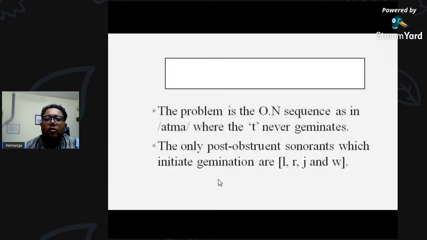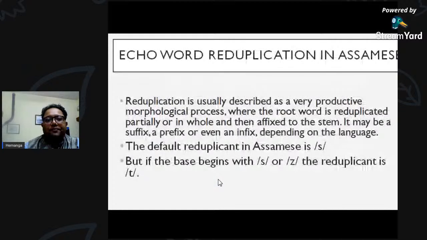However, the problem is the obstruent-nasal sequence in Atma, where the T never geminates. So the only post-obstruent sonorants... Although the N is also a sonorant, right? Remember, sonorants and nasals are also plus sonorant. But the only post-obstruent sonorants which initiate gemination are la, ra, ya, and wa. After this, let's see another example.